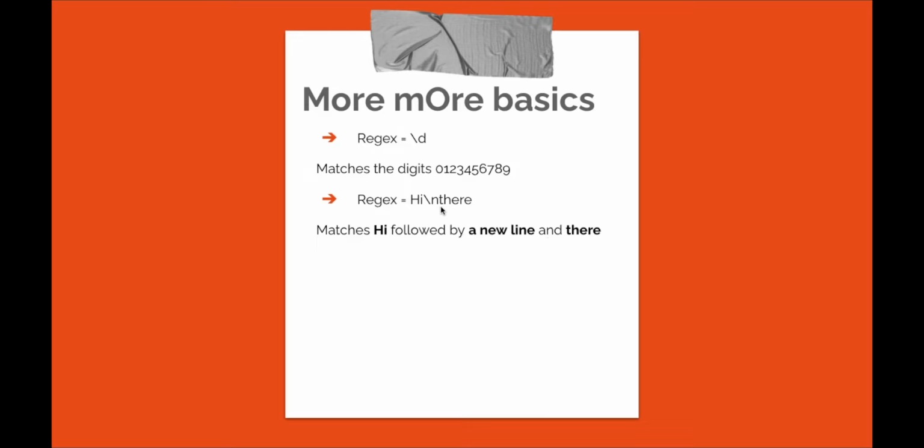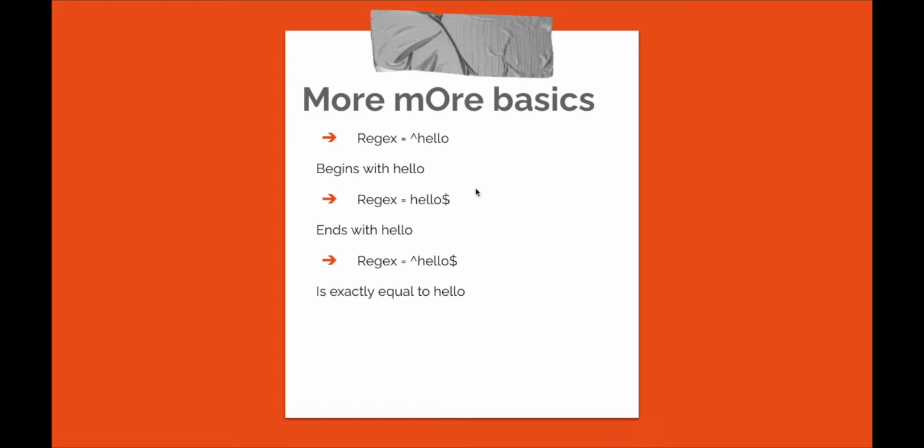So this is similar to the hello example, where there isn't much dynamicness to it. It's hard-coded: hi, new line, there. And for our last example, we can use the caret symbol to match at the beginning of the string. In this case, the string starts with hello. We can use a dollar symbol to check the string ends. In this case, ends with hello. And we can use a caret and a dollar to match a string entirely.